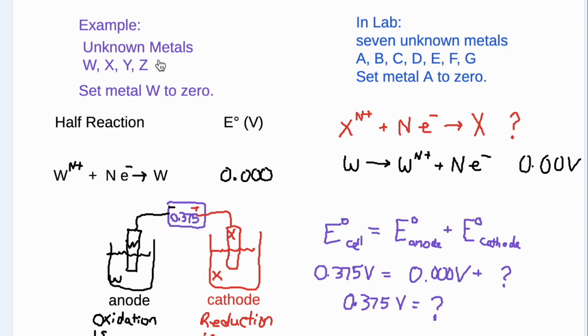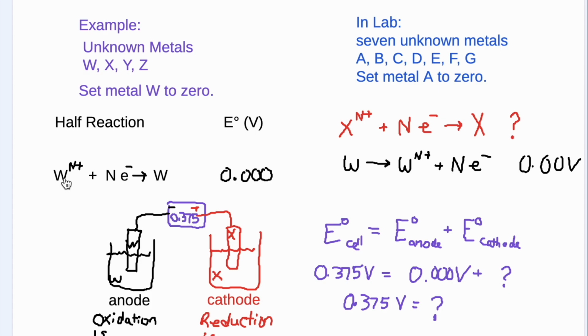So for our example here, we're just going to have 4 unknown metals. I'm going to call them W, X, Y, and Z. And then the very first one, alphabetically, metal W, we're going to set to 0. So we're trying to make a table in lab of the half reaction. Remember, the half reaction shows what's happening with a reduction.